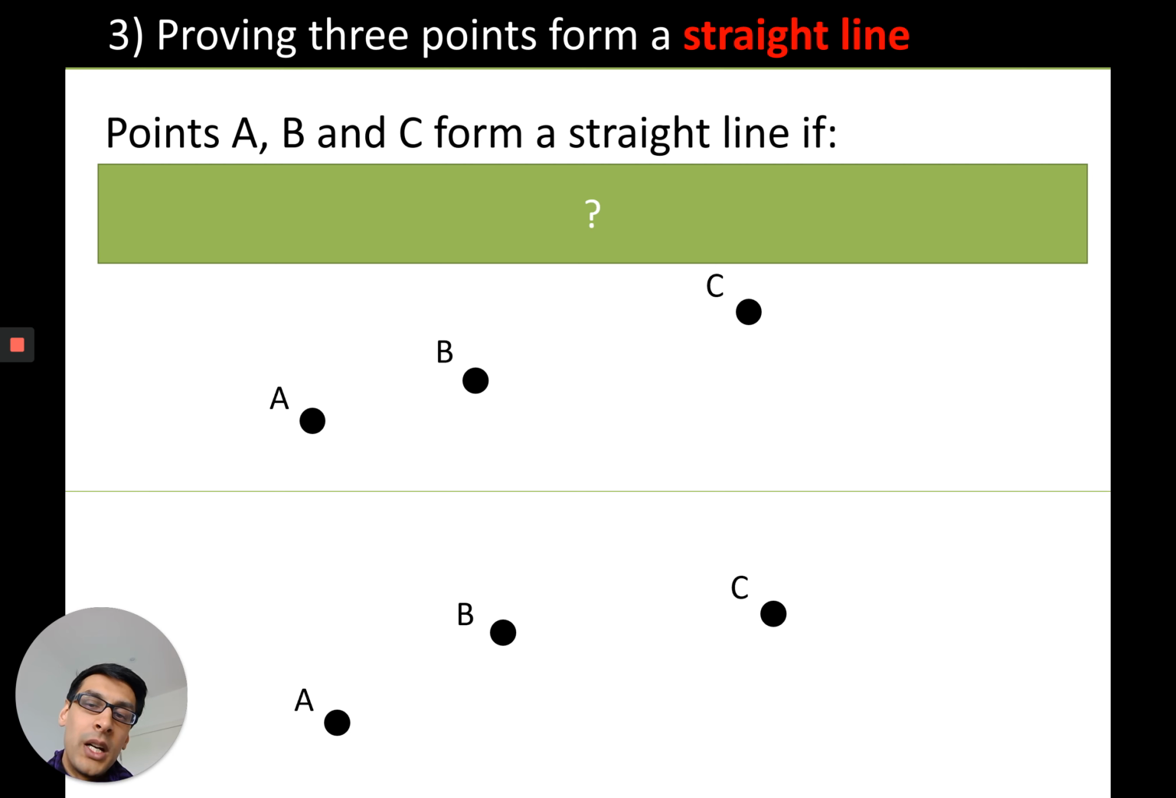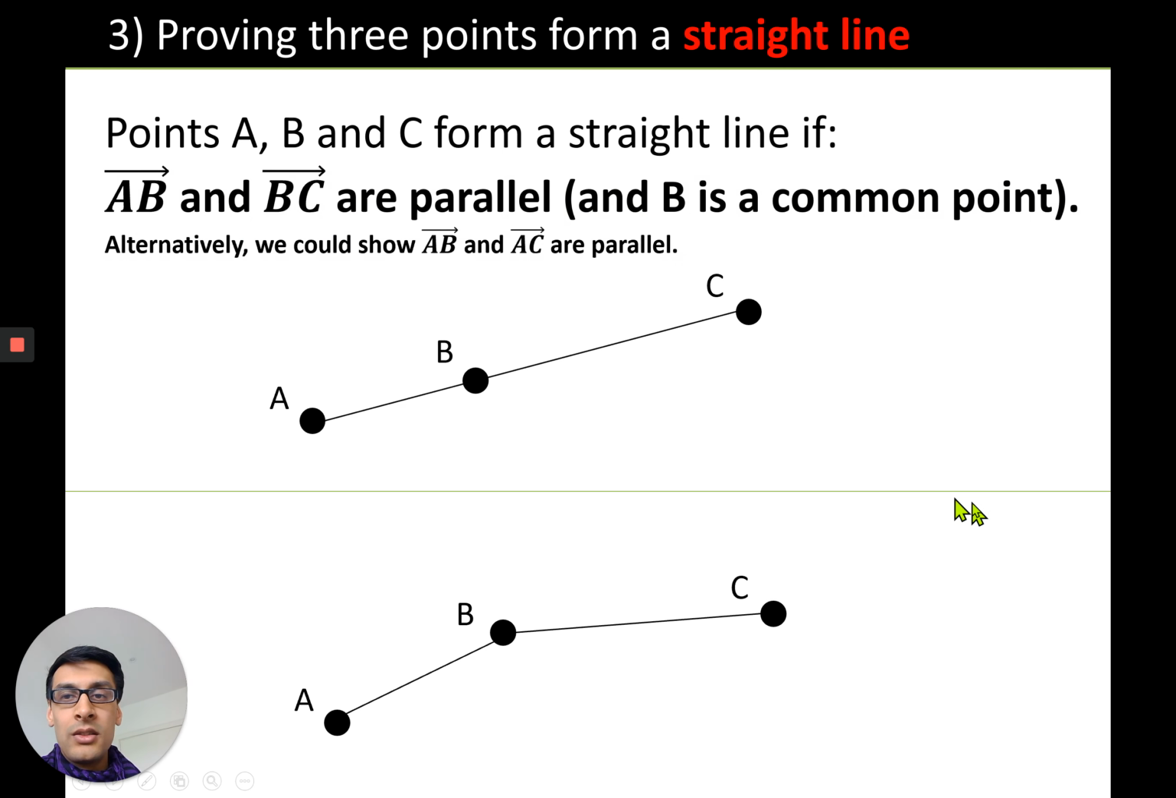A second thing you might require is that they both go through point B, because otherwise it will be two separate lines. So essentially, that's how we can prove something is a straight line. We can say AB and BC are parallel, and B is a common point. So those are the two things that we need to show that something is a straight line.